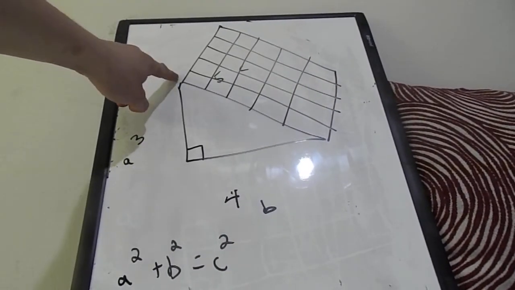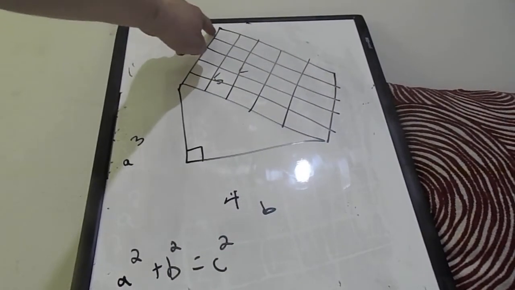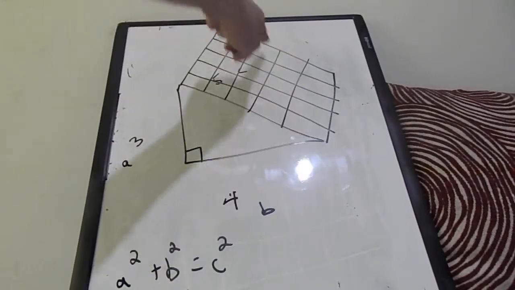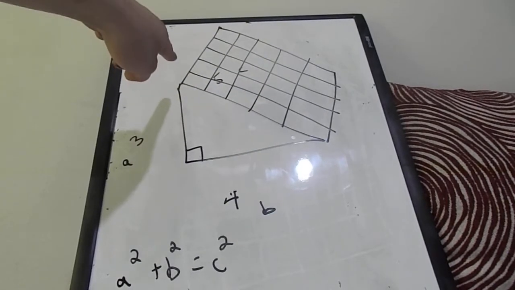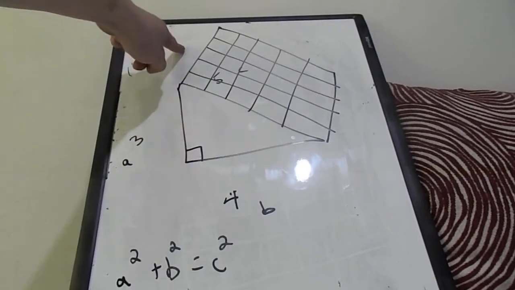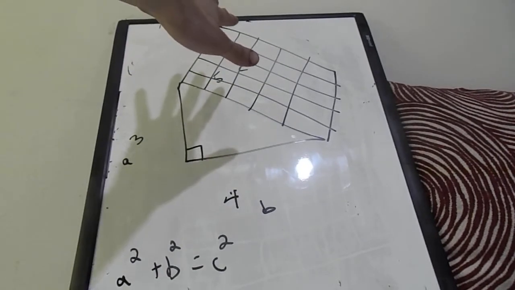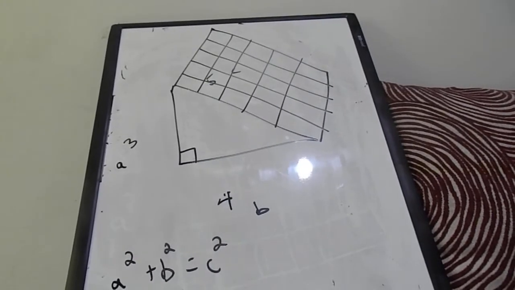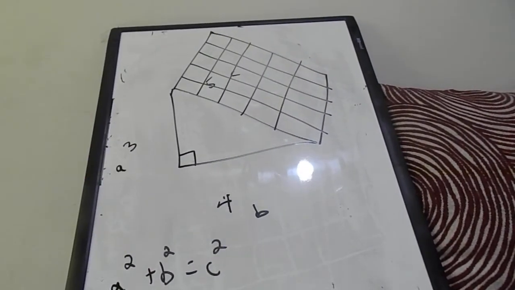1, 2, 3, 4, 5. 5, 10, 15, 20, 25. Does that make sense? So basically what they're trying to say is 5 squared is 5 times 5. That's why they call it squared, is equal to 25. Alright, now get this. We're going to do the same thing with 3 and 4.